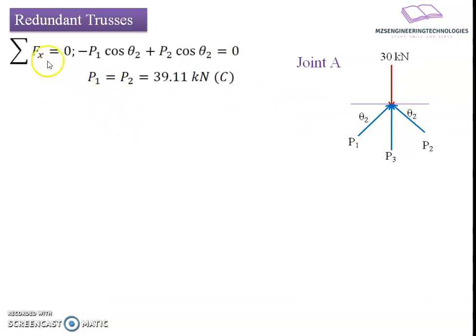If I put summation of the forces in a horizontal direction equals to 0, we get a relation minus P1 cos theta 2 plus P2 cos theta 2, resulting into P1 equals P2, which comes to be 39.11 kilonewton compressive in nature.